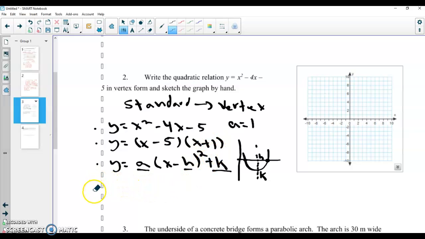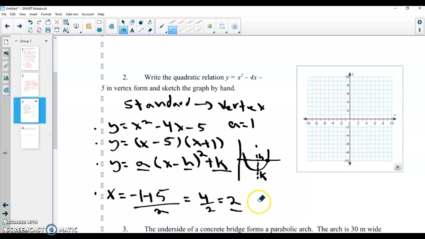We will find our vertex h value by saying that x is going to be equal to the zeros added together, so minus 1 plus 5, divided by 2, which would be 4 over 2, which is 2. So what that means is that the vertex x value, in other words the h, is equal to 2. And to find the k, all I have to do is take this 2 here and plug it into my standard form or my factored form to see what that would be equal to.